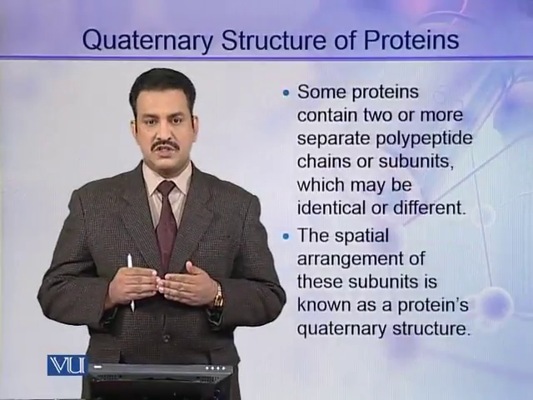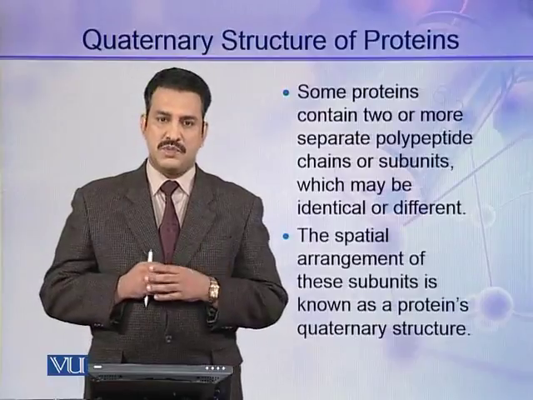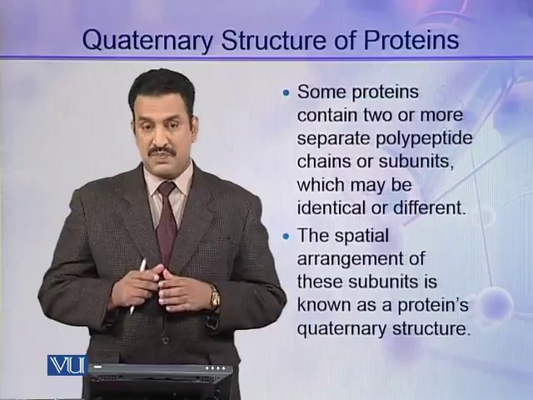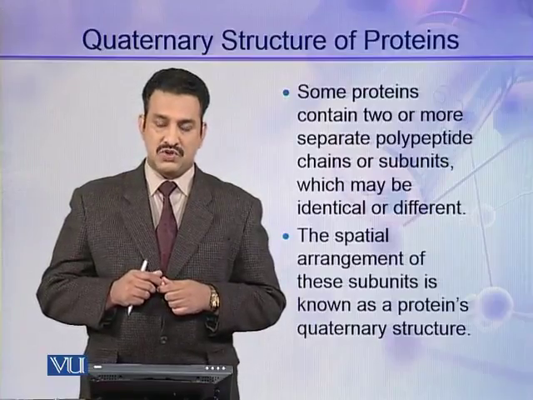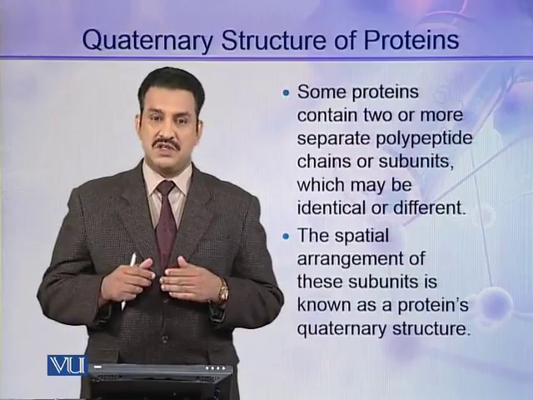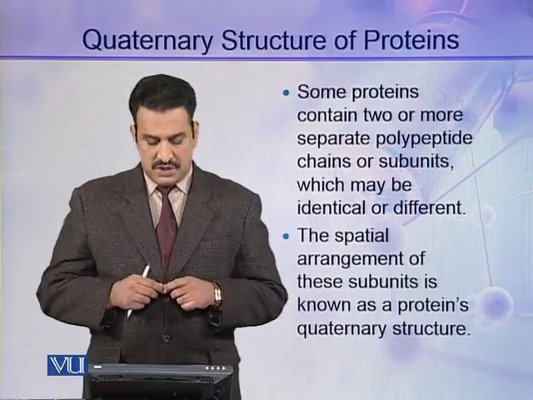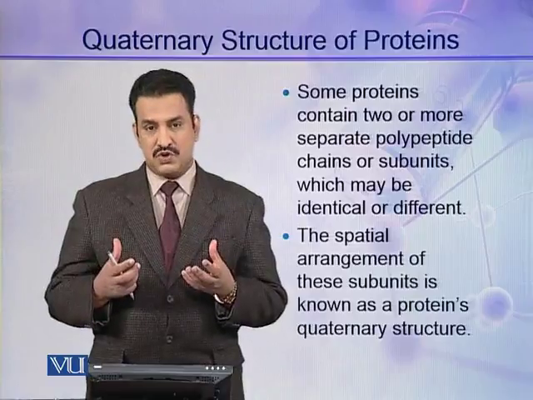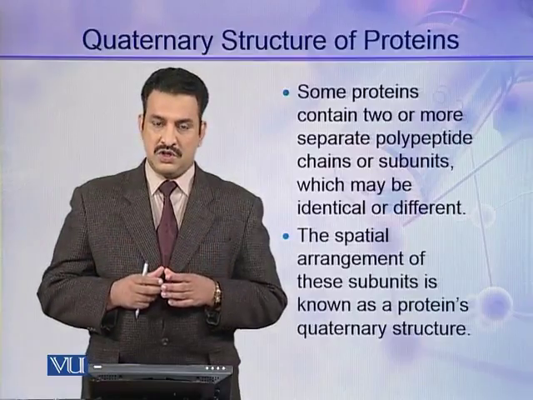Some bigger proteins may not only consist of a single polypeptide chain. They may contain two or more separate polypeptide chains, and these polypeptide chains are also called subunits. These subunits may be similar, identical, or different. The spatial arrangement of these subunits is known as the protein's quaternary structure.